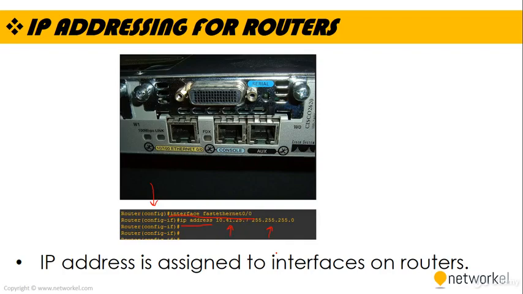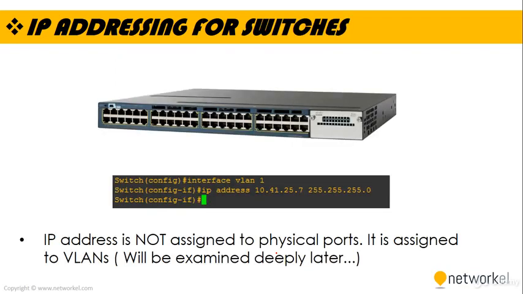If we want to assign an IP address to a layer 2 switch, we need to assign the IP address under the VLAN interface. An IP address is not assigned to physical ports. It's assigned to VLANs on a layer 2 switch. For example, interface VLAN and a VLAN number. Then we can assign an IP address for this VLAN to connect to the switch remotely.